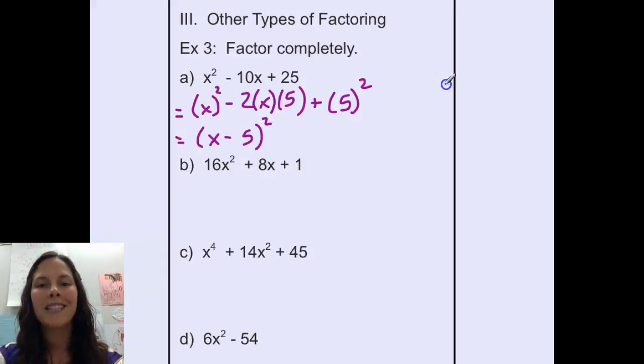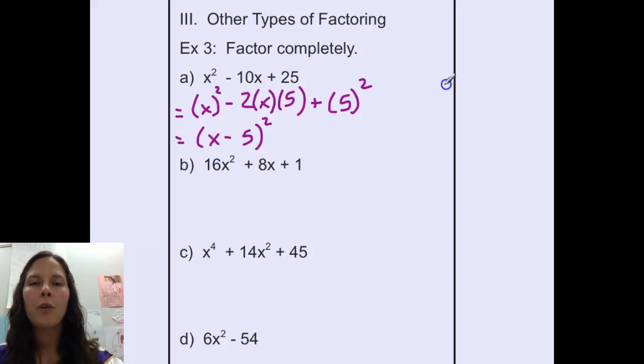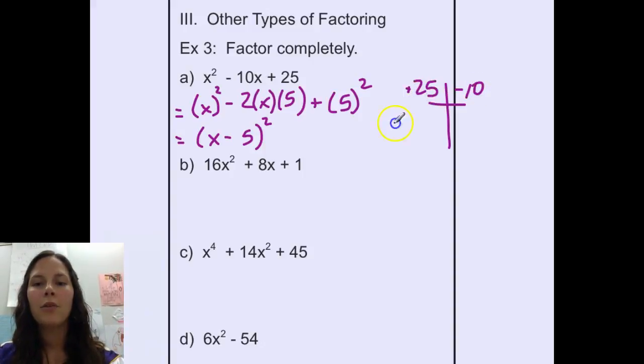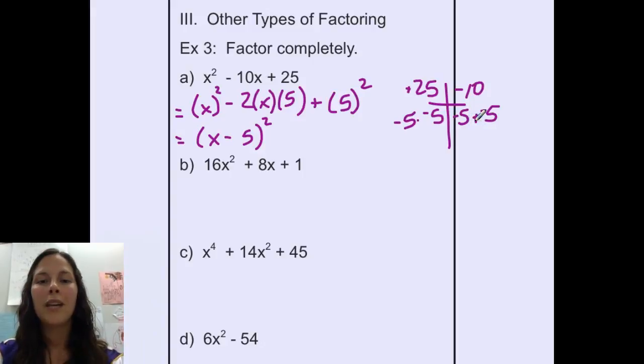Now, a lot of students, when they see this method of factoring, ask, where did that middle term go, that -2x5? Well, think of it this way. If we were going to factor this with a T-chart, we would be thinking about what numbers multiply to 25 and add to -10. Well, those numbers are -5 and -5. We have that here. We just simplified it into a binomial squared because they ended up being the exact same thing in both sets of parentheses. Let's take a look at that again.